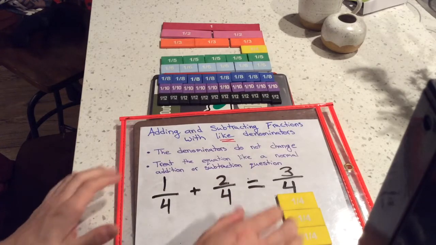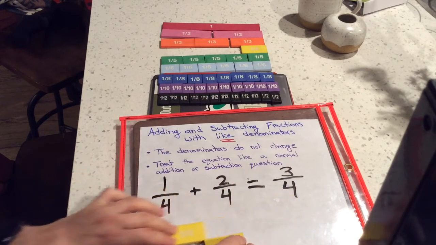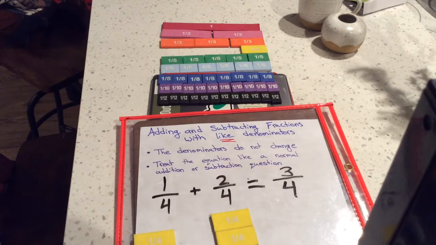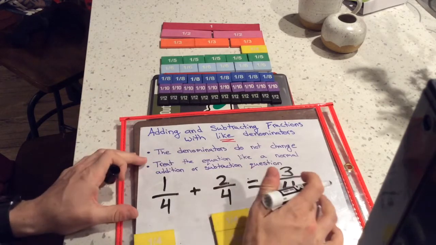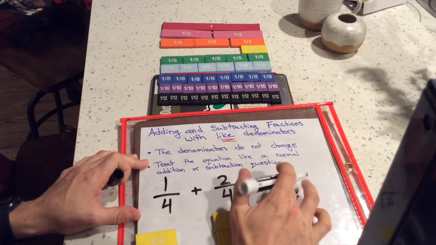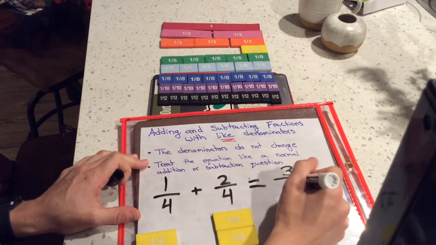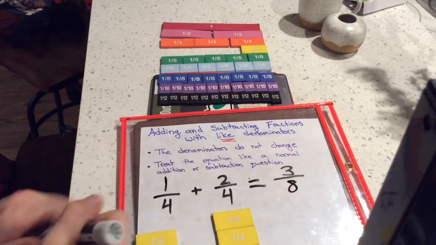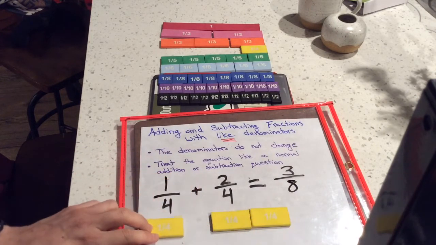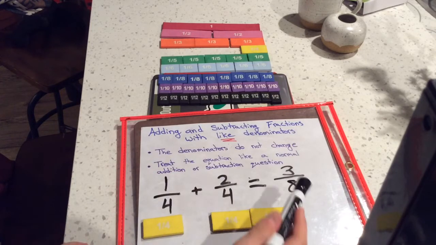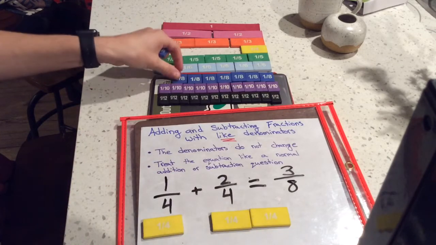What I see oftentimes is students who add the denominators together. And if we were to do that, we would have 1 plus 2 is 3, and 4 plus 4 is 8. So if I were to change this to kind of a non-example, right? Here are my 3/4. So I had 1/4 plus 2/4, and now we're saying that it's equal to 3/8.